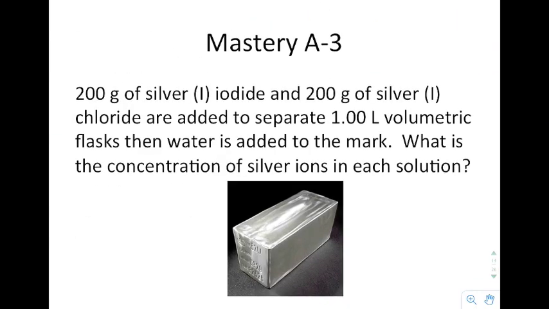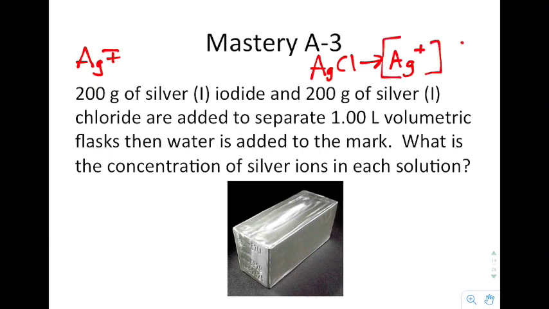Next it says 200 grams of silver iodide and 200 grams of silver chloride are added to separate 1 liter volumetric flasks, and then water is added to the mark. What is the concentration of silver ions in each? So if you were to look at this, the first thing we need to do is write dissociation expressions. We have silver iodide and silver chloride, so we'd say AgI and AgCl. They both dissociate. So we say Ag plus and we say Cl minus.